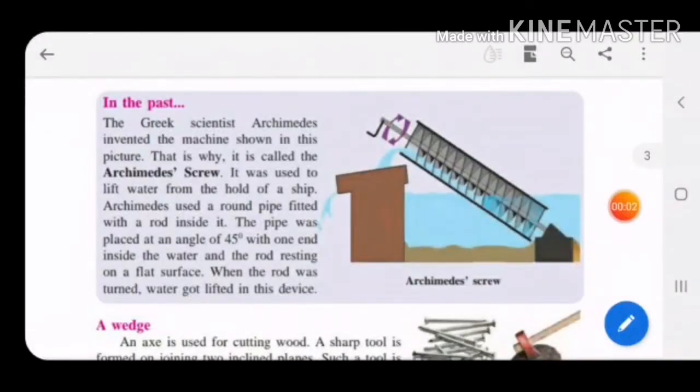Welcome students. Today we are going to continue our chapter number 12, that is simple machines. In the last part we started about simple machines. We have seen some simple machines, some complex machines, and their definitions. We started with some of the simple machines, like the inclined plane.